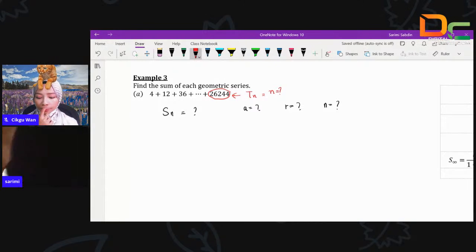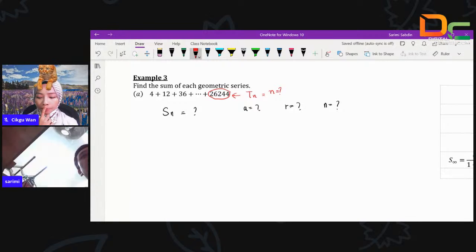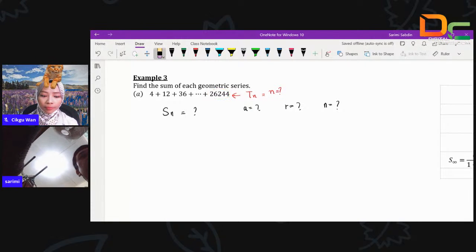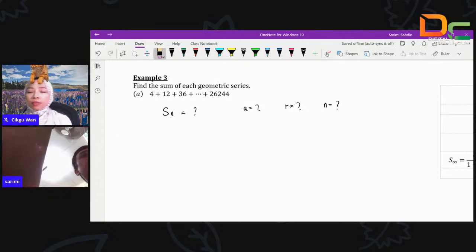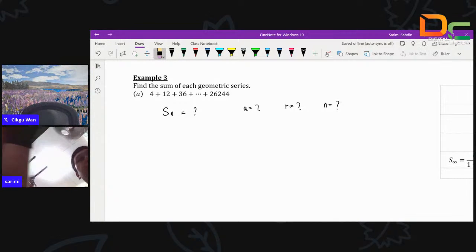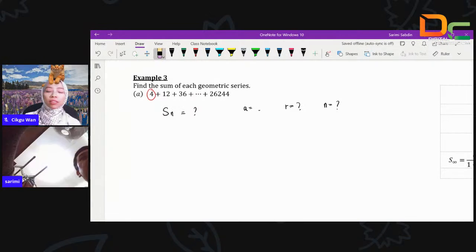Because we want to add up to here, we need to know which term this is. So we also need to find the value of n. First, A is just the first term, which is 4. So A is 4.